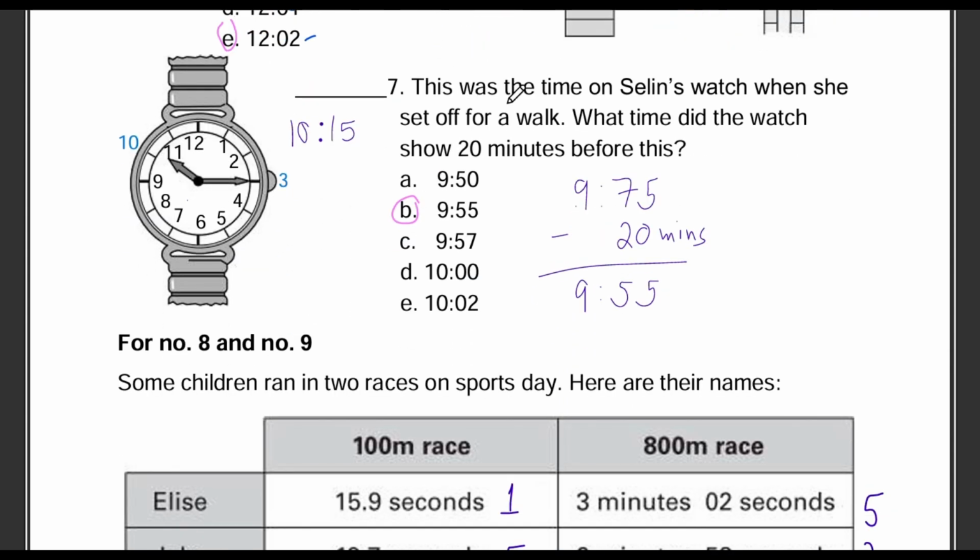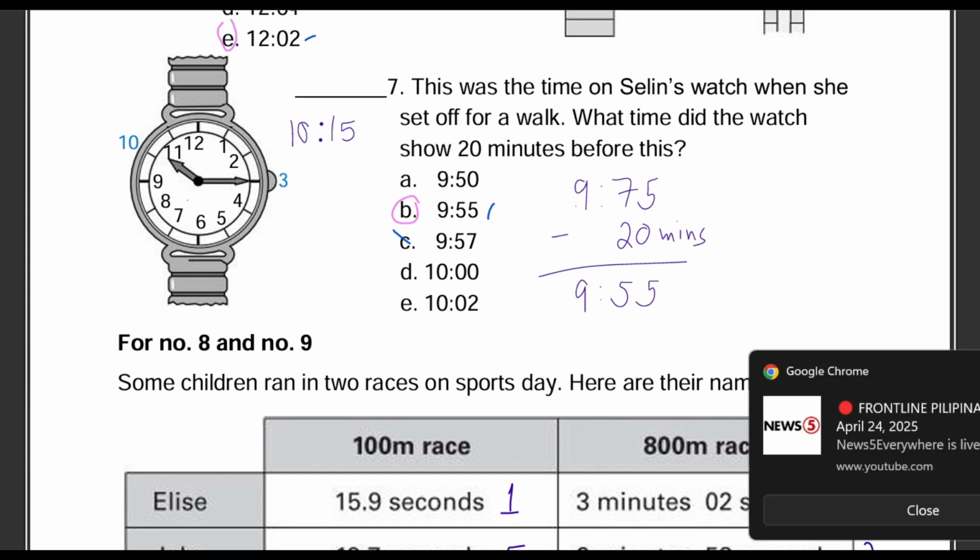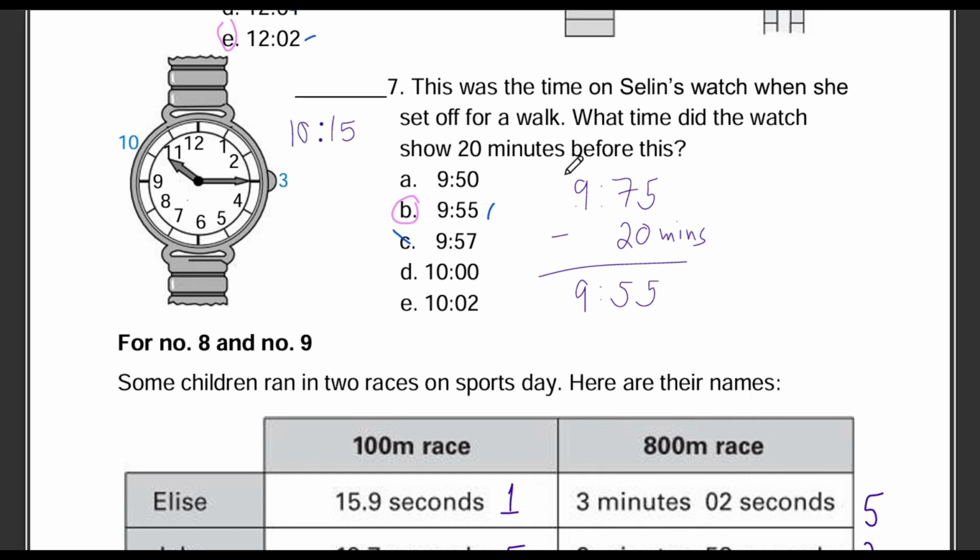Question 7. This was the time on Celine's watch when she set off for a walk. What time did the watch show 20 minutes before this? Options. A. 9:50. B. 9:55. C. 9:57. D. 10 o'clock. E. 10:02. The correct answer is B. 9:55. Explanation. Celine's watch shows 10:15. To find out what time it was 20 minutes before, we subtract 20 minutes from 10:15. So 10:15 minus 20 minutes equals 9:55.